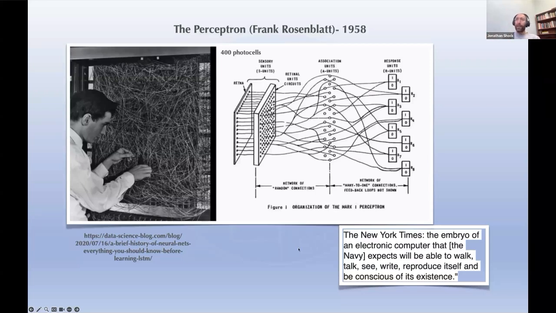Now, at the time, the New York Times said that the embryo of an electronic computer, this was funded by the Navy, it expects will be able to walk, talk, see, write, reproduce itself, and be conscious of its existence. So that was maybe a little preemptive. This thing could tell the difference between handwritten digits. So it was trained on handwritten digits. And what I mean by trained here is that you pass in an image, it either gets it right or it gets it wrong. And if it gets it wrong, then you change the wiring slightly so that it's more likely to get it right the next time.